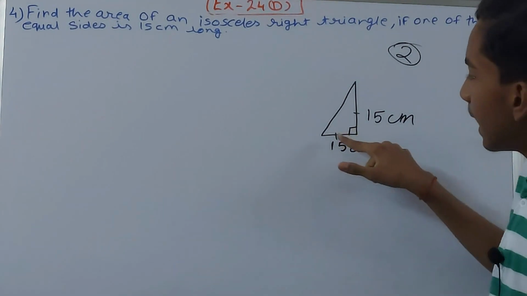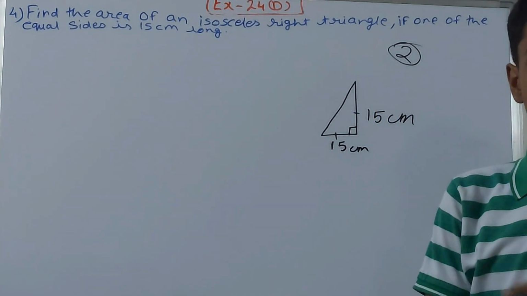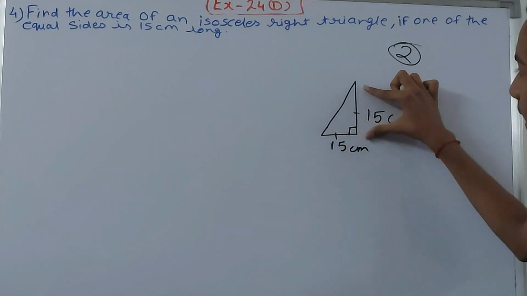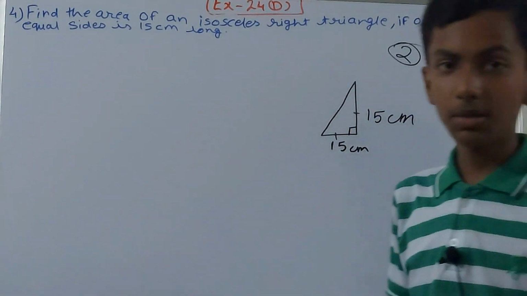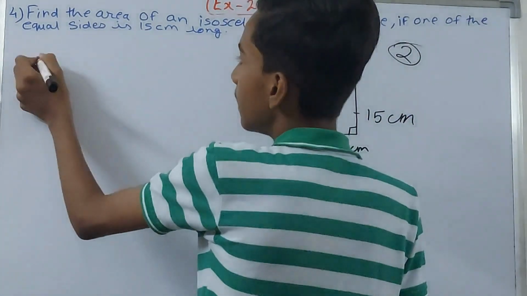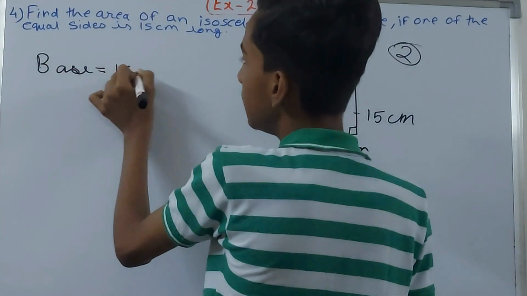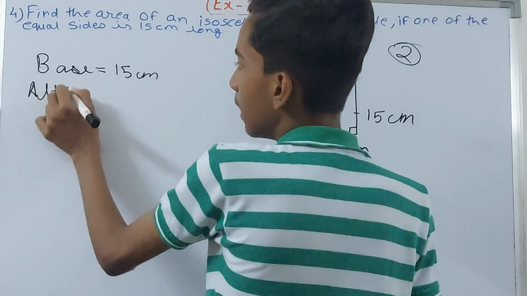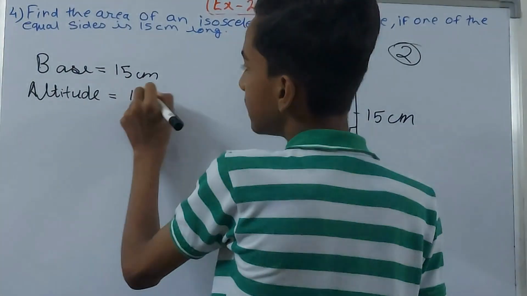Now see that what we need is only these two sides. We don't need anything else. In a right triangle, the base is this side and this is the height, or you can say both of these two represent base and height. So I'll say my base is 15 centimeters, and the height or altitude, it would be more appropriate to write altitude, is 15 centimeters.